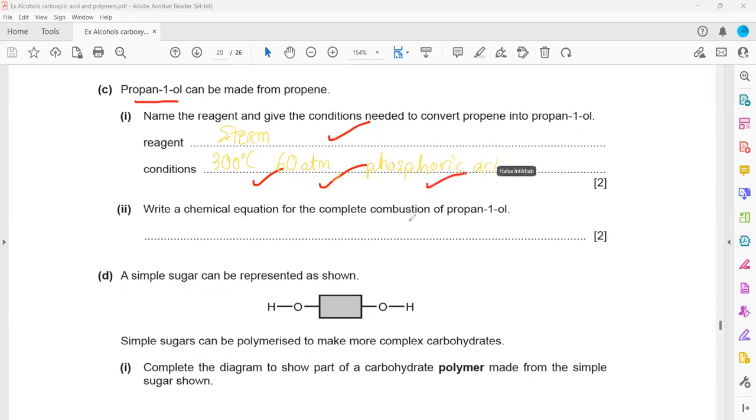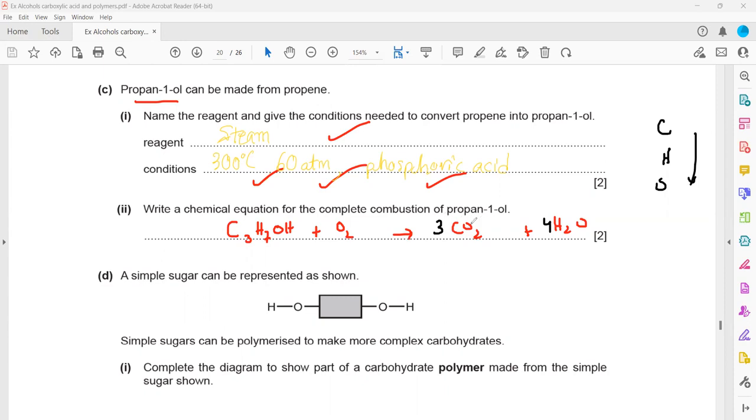Then we have to write a chemical equation for the complete combustion of propanol. Whenever you burn an organic compound, complete combustion gives carbon dioxide and water. Prop means 3 carbons, so C3H7OH plus O2. First we always write the correct formula for the products, and then the second part is balancing. For a combustion equation, we start balancing with carbon, followed by hydrogen, and at the last any other element. There are 3 carbons, so we put 3, carbon is balanced. Then to balance hydrogen, 7 plus 1 is 8 hydrogens, so we put 4 and hydrogen is also balanced.